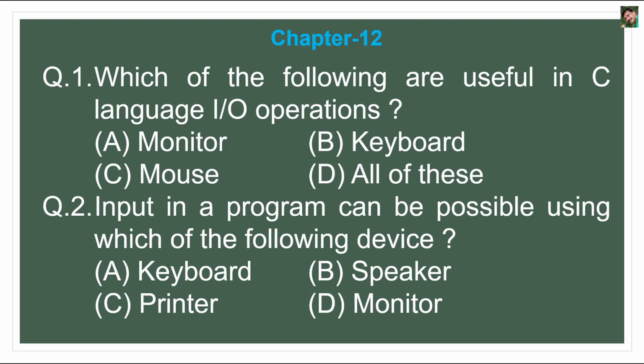Chapter 12, question number 1. Which of the following are useful in C language IO operations? Very simple question. For IO operation, input output operations, we need all of this. We need monitor, we need keyboard, and we also need mouse. So the answer is all of these.